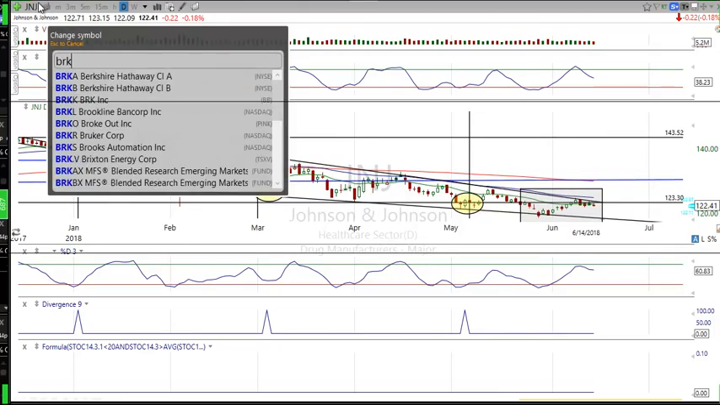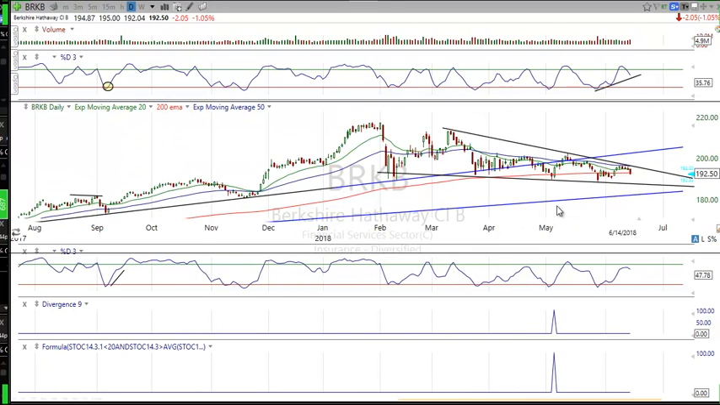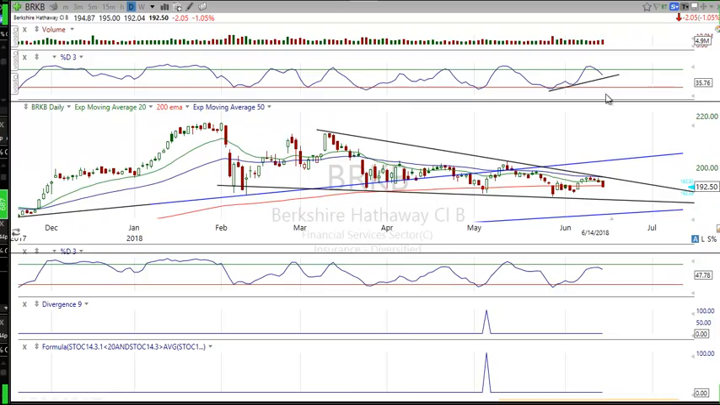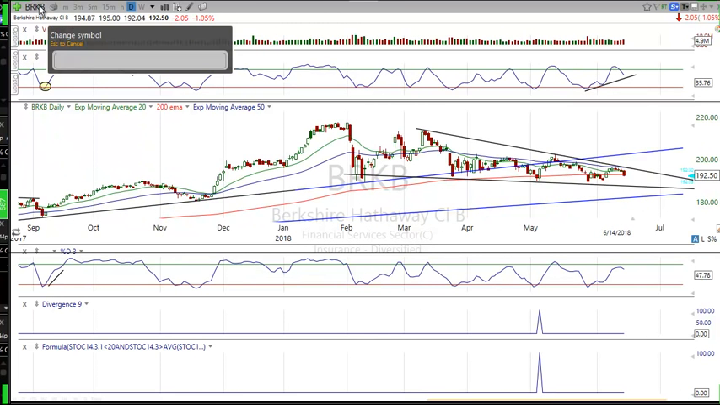BRKB. A couple questions about that one. No position. Again, a recent little divergence here. It was almost a divergence, not a pure one. You know this is going to be a buy, but I'm not that interested in it.